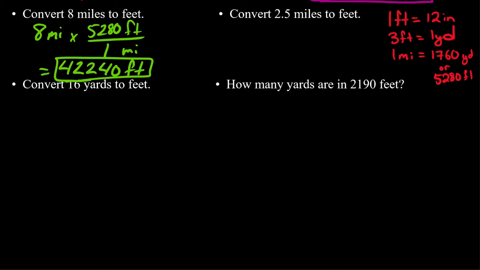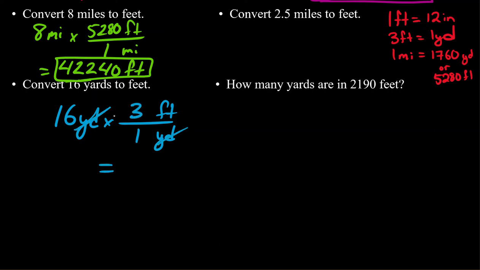One last example. Convert 16 yards to feet. So we're going to take 16 yards, and we're going to turn it into feet. Get rid of yards, so I know that in 1 yard, there's 3 feet. So yards and yards cancel out. 16 times 3 is 48, and we're going to get 48 feet.